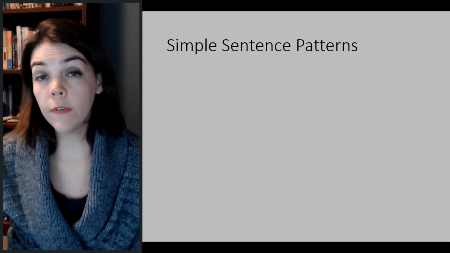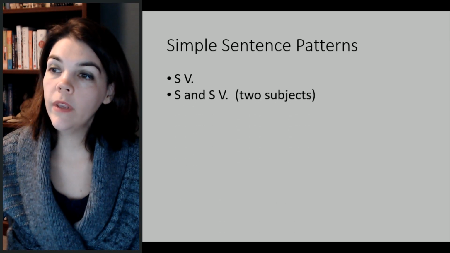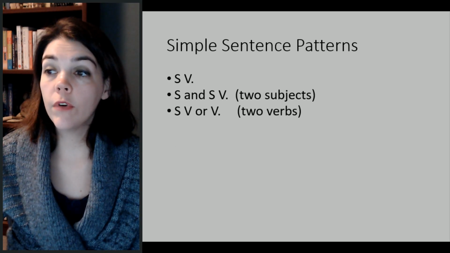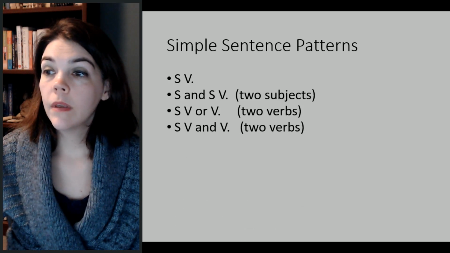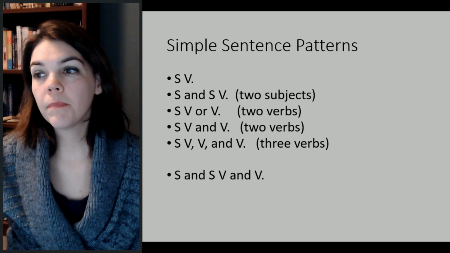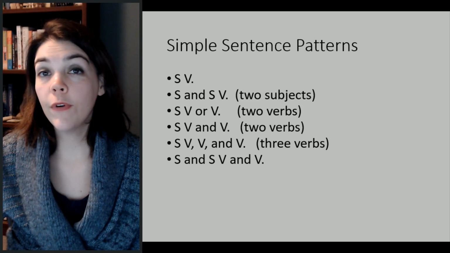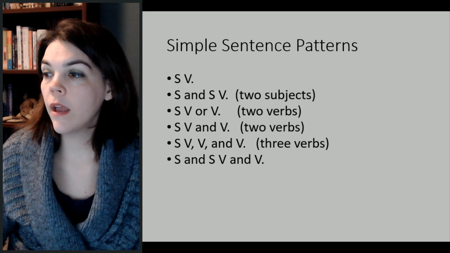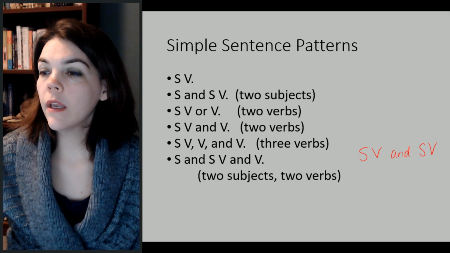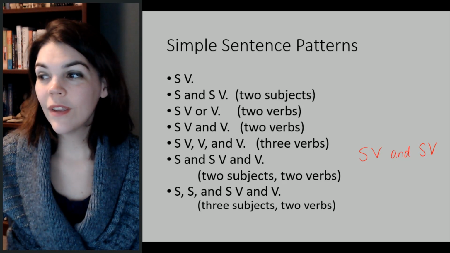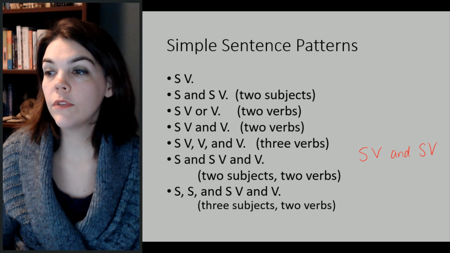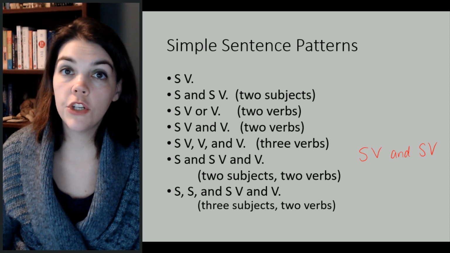All right, so here are some examples of simple sentence patterns that you could see. We saw subject verb. We can also have two subjects and one verb. We can have subject, verb, or verb, two verbs. We can also have and connecting two verbs and it's still simple. We can have three verbs and it'll still be simple. We can have subject and subject, verb and verb. Now notice how that's different. That is not subject, verb and subject, verb. It's different. We can have three subjects and two verbs, but we don't have SV together. We have three S's, we have two V's. It's when we have the subject-verb combination on each side that we have something that's not simple.